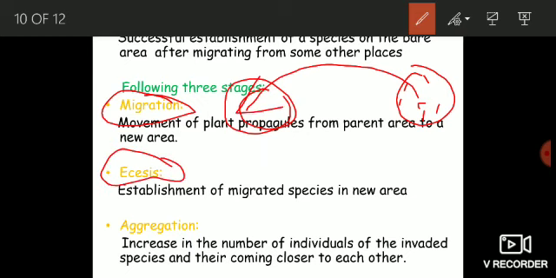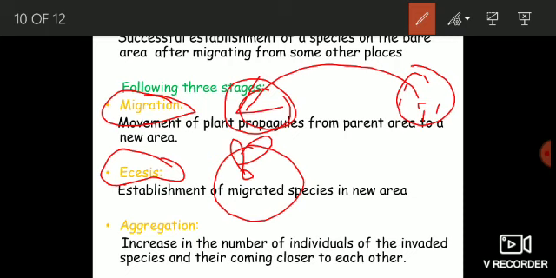The second step is ecesis. Ecesis means the establishment of the migratory species in the new area, and establishment takes place when the propagules in the nuded area germinate, grow, and start reproducing. Once they have reproduced and produced a large number of offspring, you can say that ecesis has taken place.